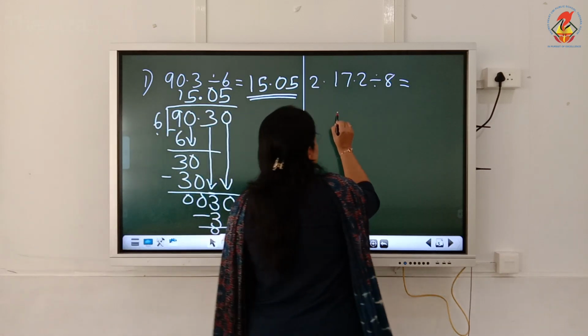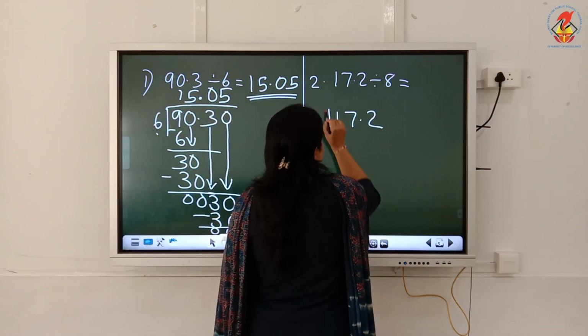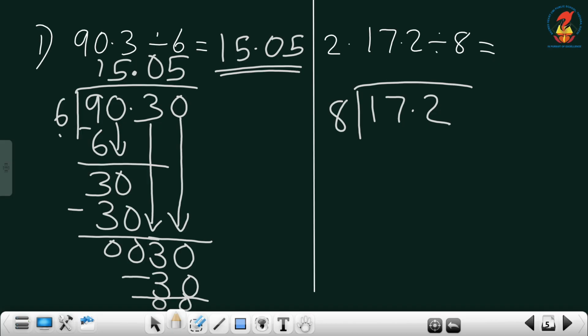15.05. And the next one is 17.2 divided by 8. Here, we can't do anything with the first digit, so we need to put one 0. After that I need to consider 2 digits together: 8 2s are 16 and the remainder is 1. Then I need to put one point in the quotient, and only then can I take the next digit down, that is 2.